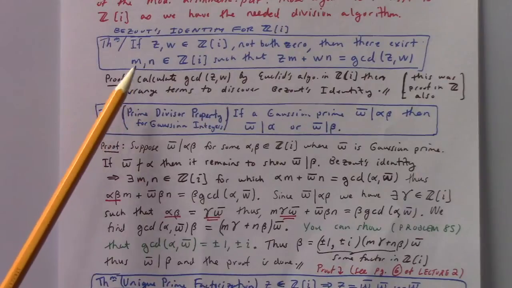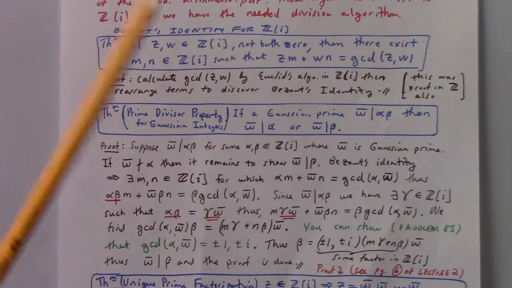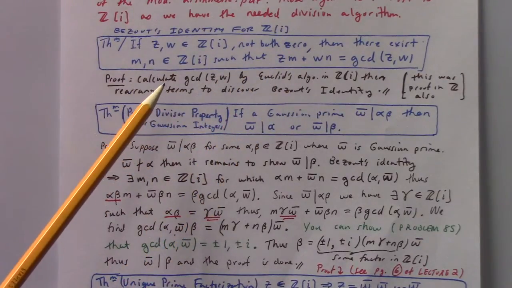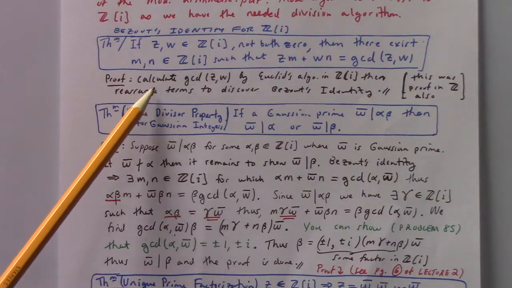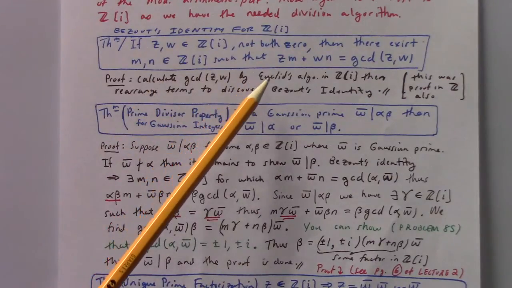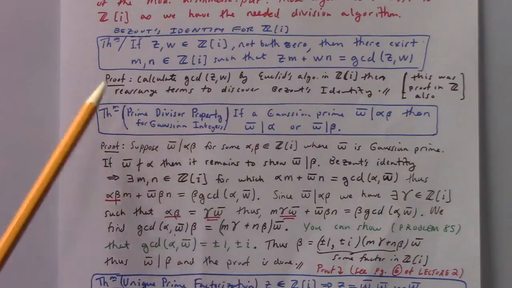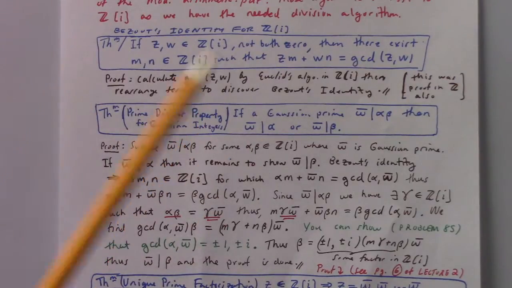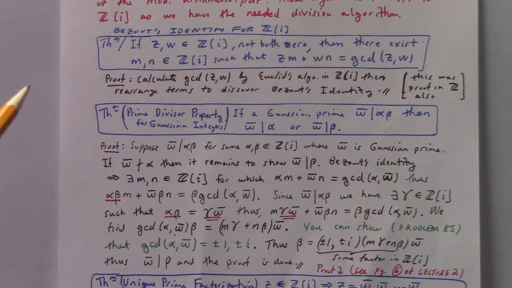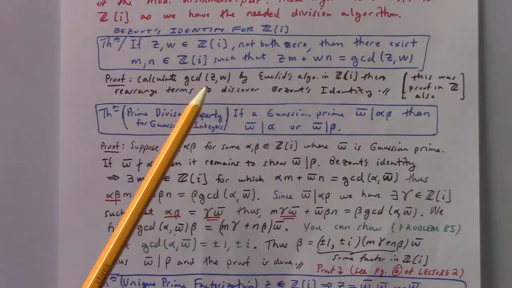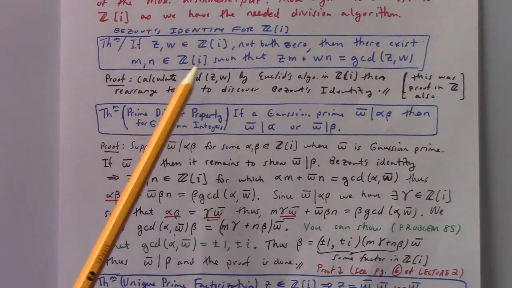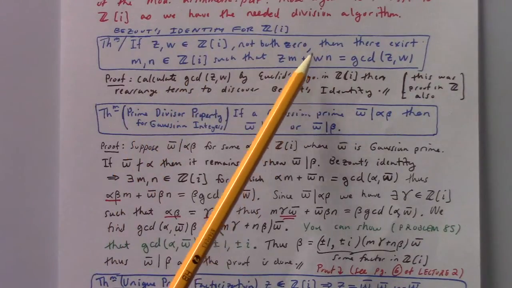So the way to prove Bezout's identity for the Gaussian integers is the same as we did in the integers. Basically, the proof was to calculate the greatest common divisor by Euclid's algorithm, and then you just rearrange terms. Some people would do back substitution. We write the a comma b vector and follow it down, and that shows us the linear combination of the original pair which forms the greatest common divisor.